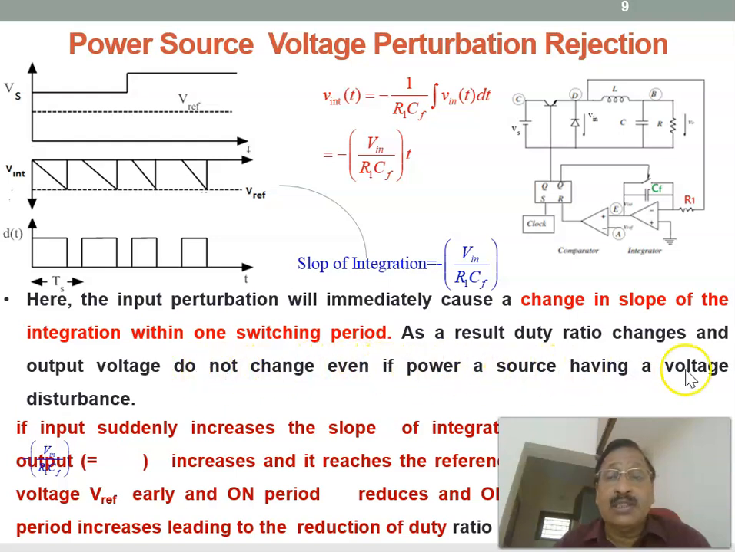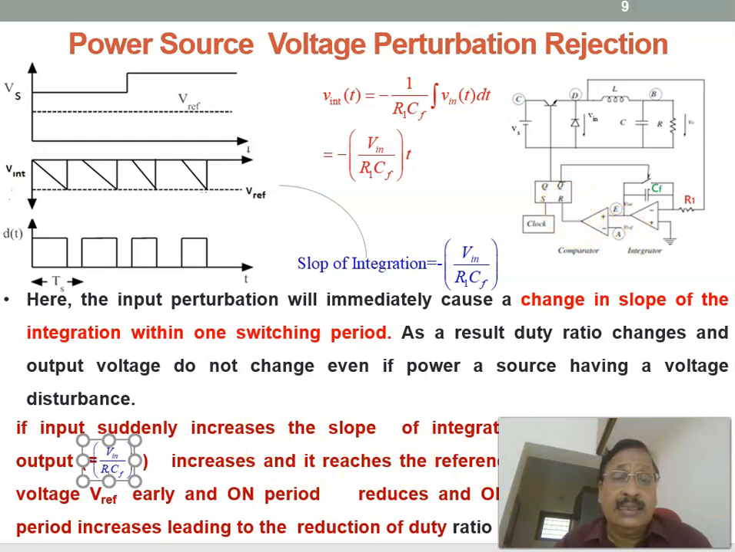not change even if the power source has a voltage disturbance, because if there is a disturbance at the input side, the output voltage does not change, since the slope of this integration is increasing and the on period reduces, so that the duty ratio reduces. That is, if the input suddenly increases, the slope of the integration of the output, which is Vin divided by R1 Cf, increases and it reaches the reference voltage, that is here. Once it reaches the reference voltage, it gets switched off.